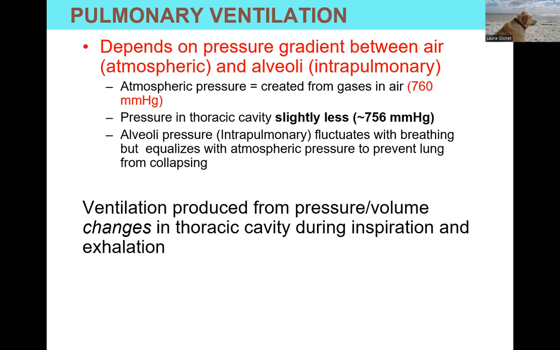Alveolar pressure fluctuates as we breathe in and out, as we just described. So ventilation is produced by the pressure and volume changes in the thoracic cavity during inspiration and exhalation. So what we're saying is that the ventilation cycle is produced by these changes in pressure and volume in the thoracic cavity each time we inhale and exhale.